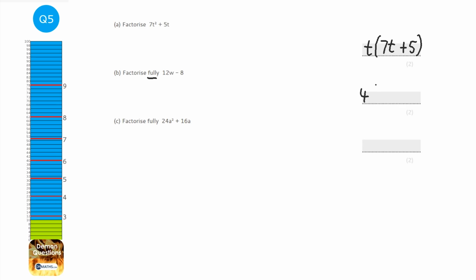So 4 on the outside. What do I times 4 by to get to 12w? Well, 3w. And what do I times 4 by to get to minus 8? It's going to be minus 2. And again, I can expand that to check it.